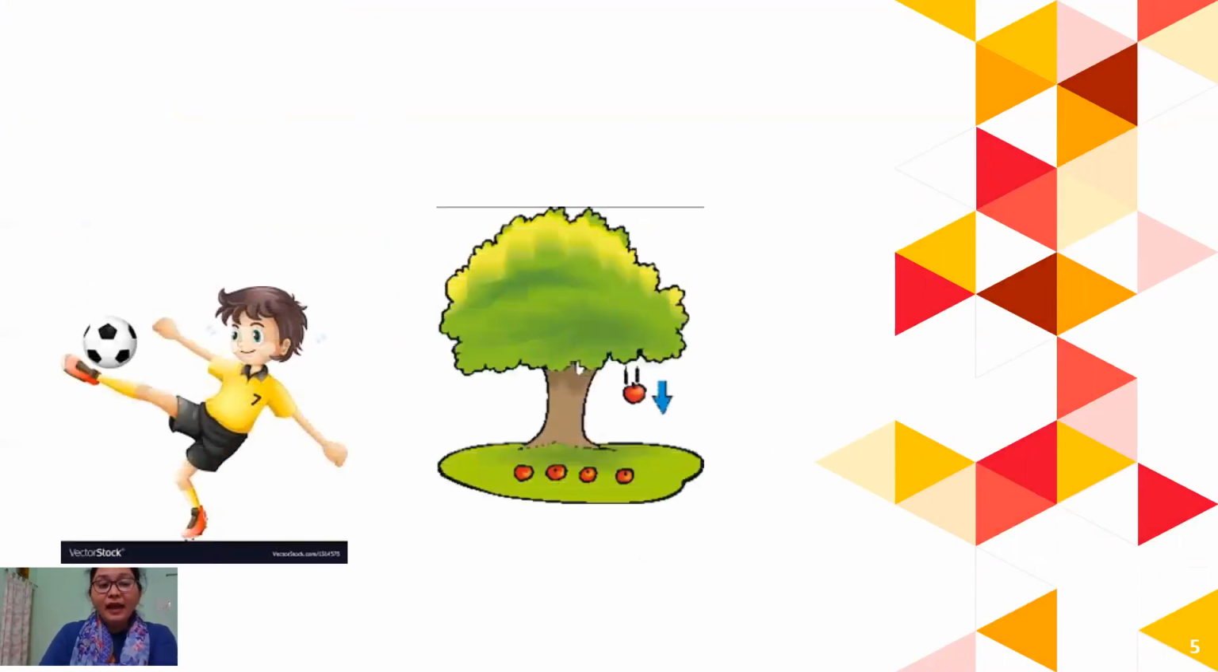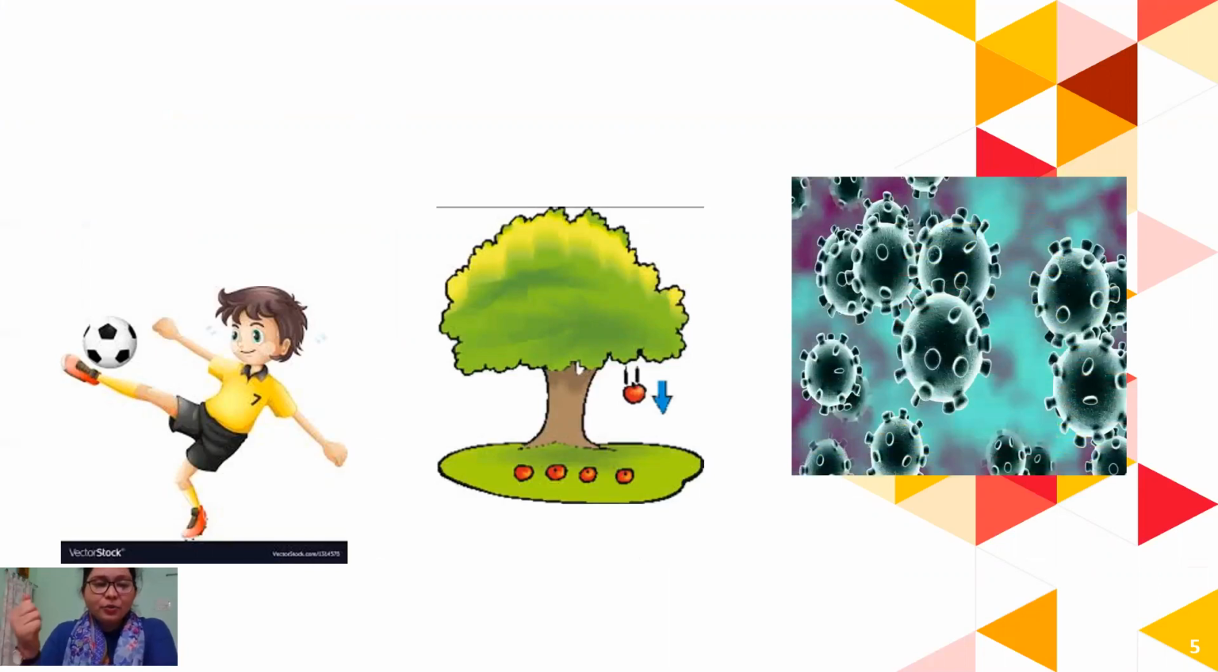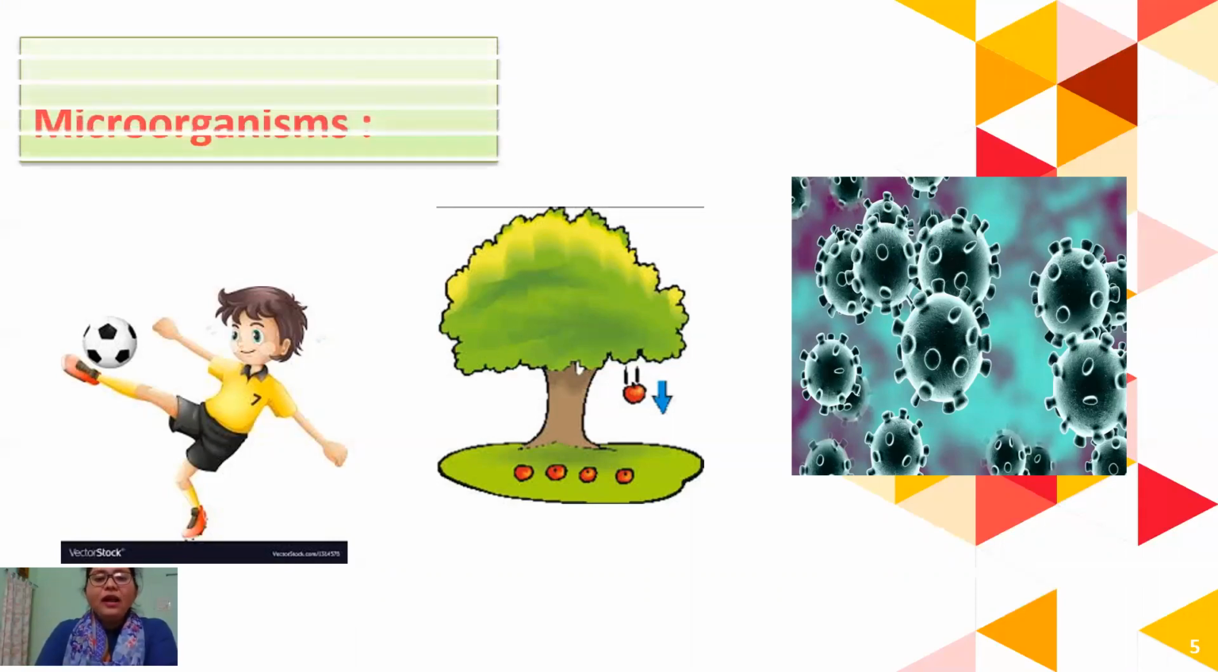A lot of organisms are present around us, like a boy or human being, a plant, and even the coronavirus too. What is the basic difference here? We can see man, we can see a plant, but we cannot see coronavirus or the bacteria. What do we call these living organisms which are not visible to our naked eyes? Yes, they are called microorganisms. So how can we define the term microorganisms?